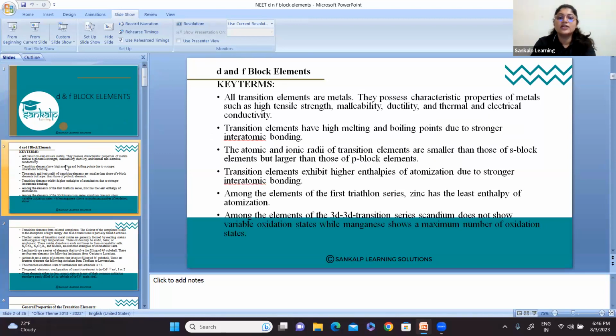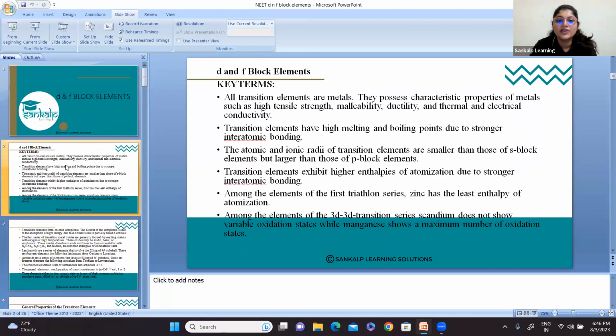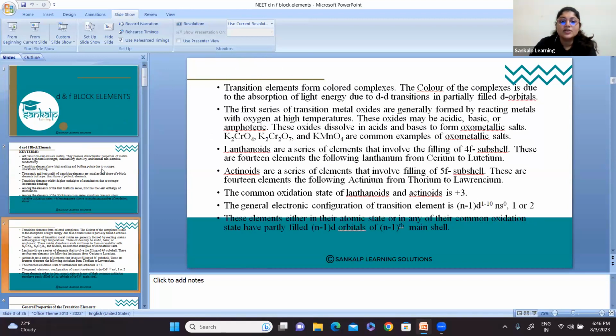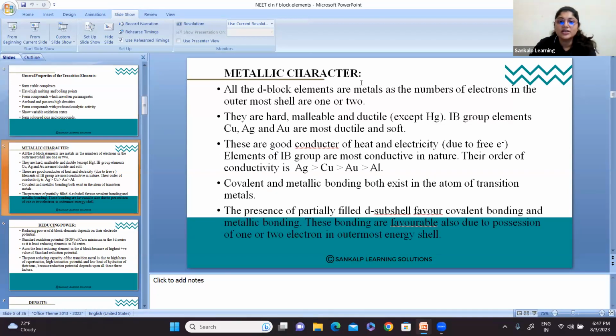So we have seen the general properties of d block. What is the metallic strength? Then we have seen the different metallic properties. These were some of the important points from d block elements. We have discussed the general properties of transition elements. Then we have seen the metallic character, and how transition metals, as we know, are metals.